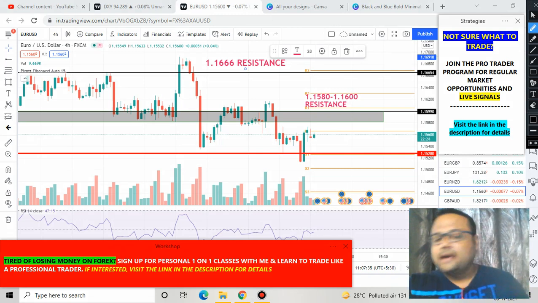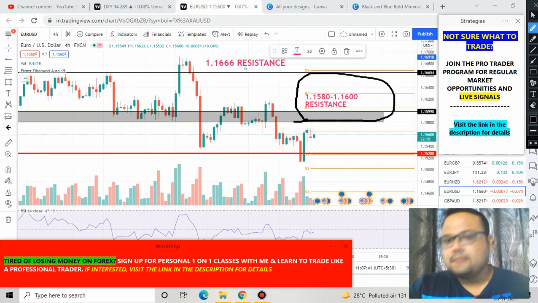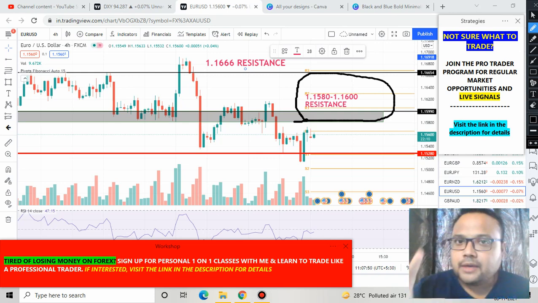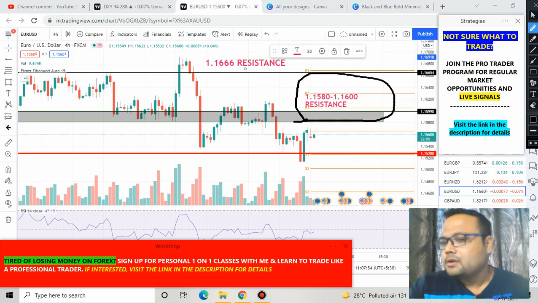We have a resistance at 1.1580 to 1.1600. This is the resistance for the market, or in simple words, we have sellers present in this market. So in case the market goes up from here, obviously Euro USD will be facing some trouble to cross this level.